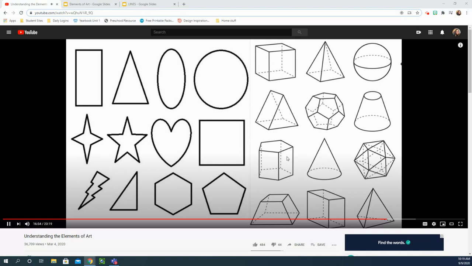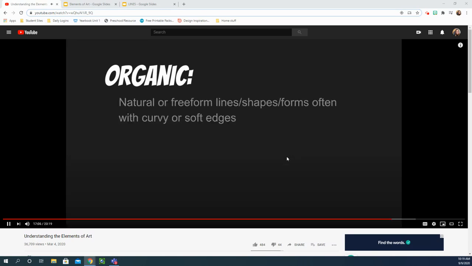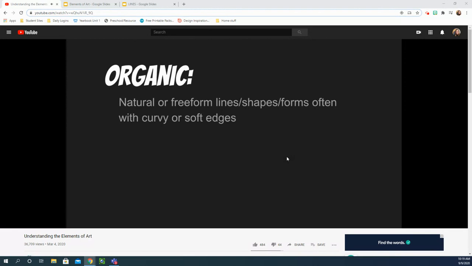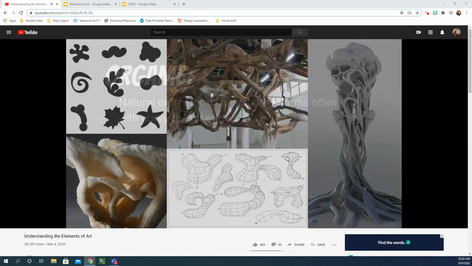All right, now organic, we're not talking food. When we talk about organic lines, shapes, and forms, we are talking about similar to organic food in that it's natural. So organic lines, shapes, and forms are natural or free form, and they tend to have curvy or soft edges. So let's look at a few examples. A lot of times when we look at or try to describe organic shapes or forms, we don't really have words for them. They're usually just blobby shapes or blobby forms or, weird. I don't have words for whatever that is. It's a thing that is very natural. So when we talk about organic things, we don't usually have names for them.